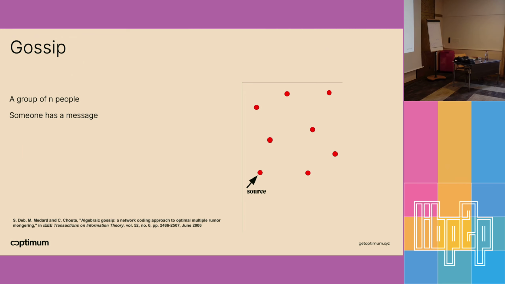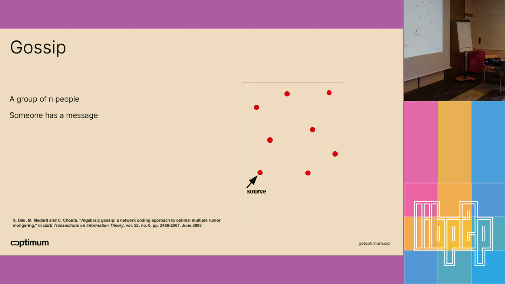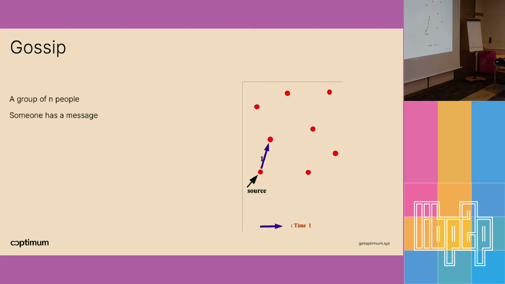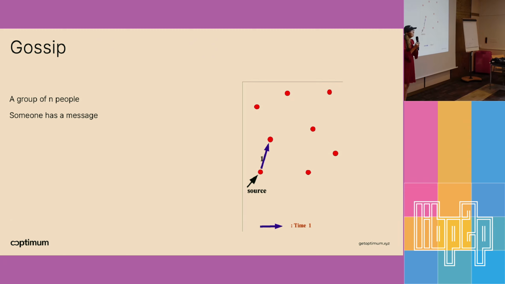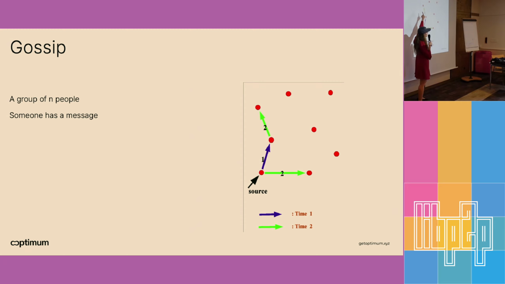Okay, so I'm going to step back and think of gossip at a high level. You have a group of people, somebody has a message, and you have a source that sends it to somebody at time 1, and then at time 2, maybe this source tells it to somebody else, and this person tells it to somebody, and so on. Basically gossip. We agree that's the high-level abstraction we're thinking of here.